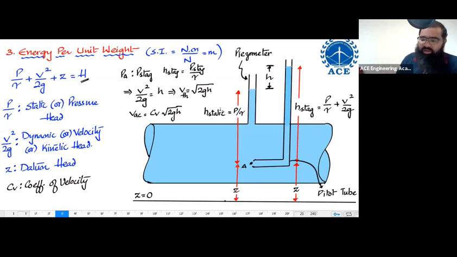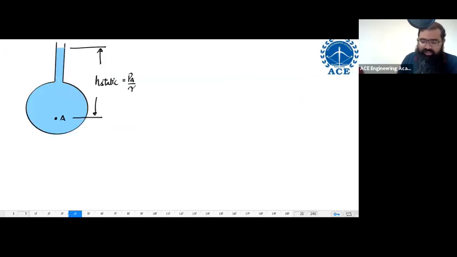Now moving further, what is the piezometer doing? The piezometer is not blocking the flow but exposing it to atmosphere. When it is exposed to atmosphere, think logically: in order to maintain the pressure at point A, the fluid should rise up to the corresponding height. That height is the static head. In order to maintain that pressure, static head is going to develop over here, which is equal to PA by gamma. This is the concept.